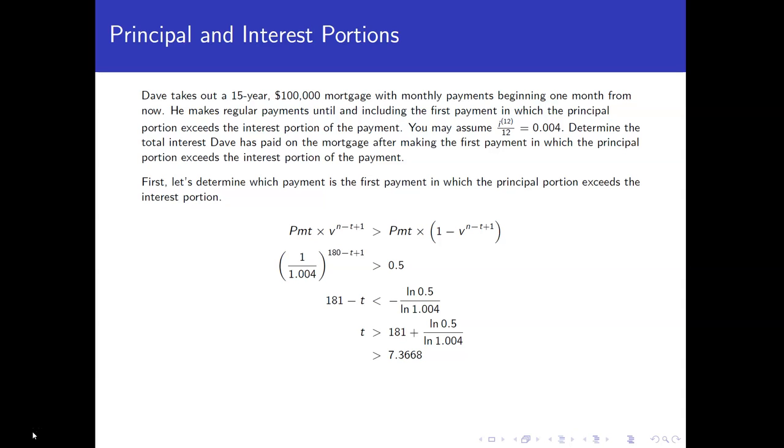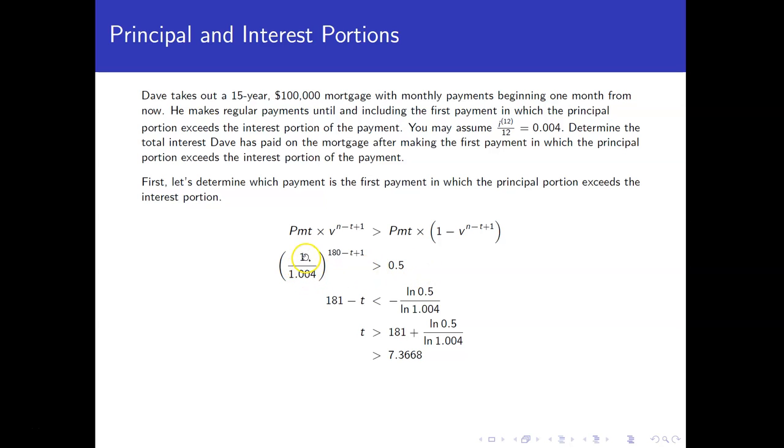So we want the principal portion of the payment to be greater than the interest portion of the payment. This formula on the left-hand side gives us the principal portion of the payment. The formula on the right-hand side gives us the interest portion. We can divide out the payment amount. That doesn't matter in this case. If we add the v to the n minus t plus 1 to the left-hand side, we get two of them. So dividing both sides by 2, we get a 1/2 on the right-hand side.